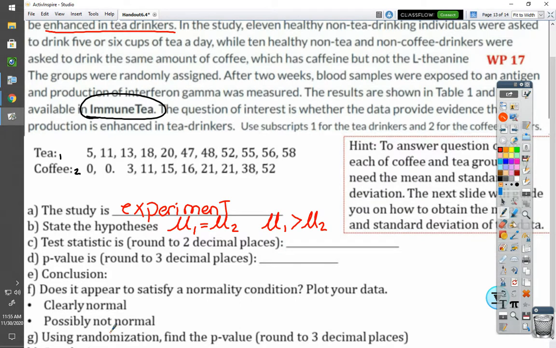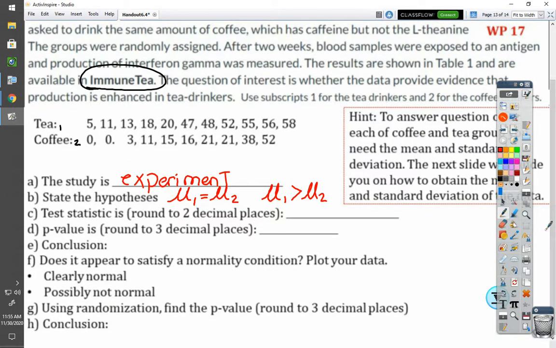The test statistic. Okay, well, for the test statistic, you're going to have to know a couple of things. First of all, in the test statistic, you're going to have X bar 1 minus X bar 2, which you do not have at this particular time. You're also going to have to know the standard deviation of the first set, and the standard deviation of the second set. Again, which at this particular time you do not know.